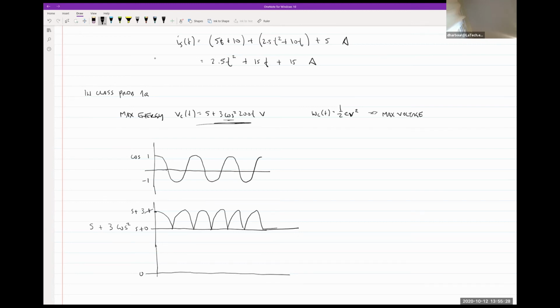And so from this graph of 5 plus 3 cosine squared, we can find the maximum. The maximum is this peak here that the voltage reaches at each time. And it's that maximum that we need to stick in here to say, okay, that's where your max energy is going to be, this maximum voltage value. So with that little analysis of a waveform that we haven't seen before, but just knowing how these things behave, we can figure out what this maximum voltage is.